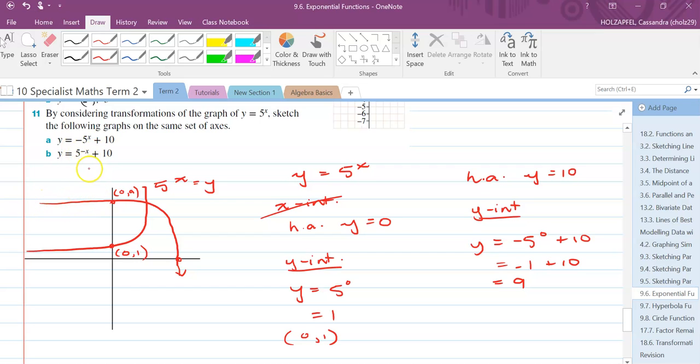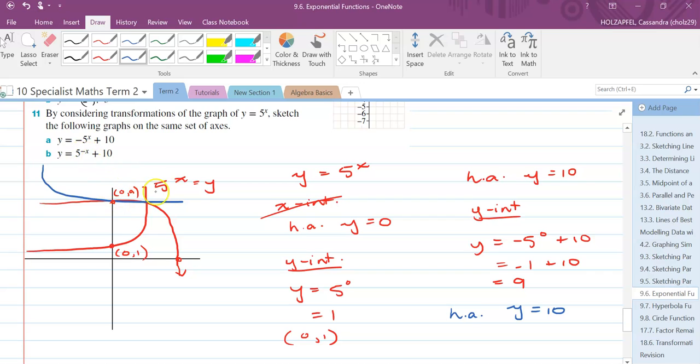And lastly, we've got this one here. So let's do a different color. We've got y is equal to 5 to the power of negative x. So this, remember, is going to flip across in this direction, and then it's been shifted up 10 as well. So this is going to come back this way. And again, we can double check that with our horizontal asymptote and our y-intercept. Let's do the horizontal asymptote first. That always ends up being the value of this constant, so y is equal to 10, and that's what we saw. That makes sense because it's going through that same point there.